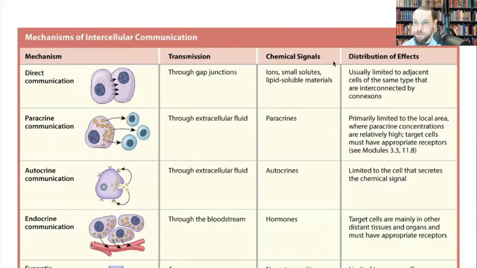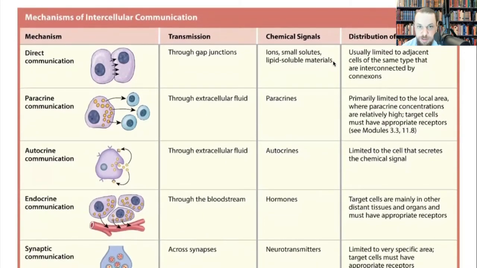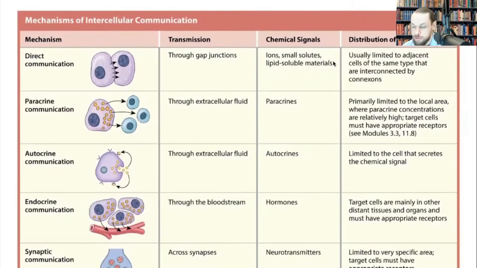Start with the endocrine chapter. And before we get into the details of the endocrine system, let's talk about the mechanisms of intracellular communication. So one type of communication is direct communication, and the transmission here is through gap junctions.